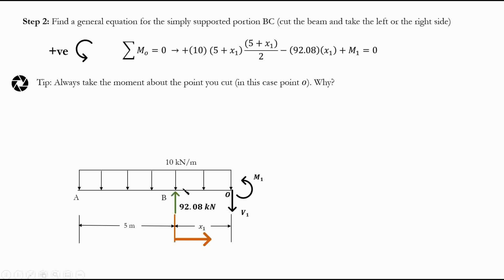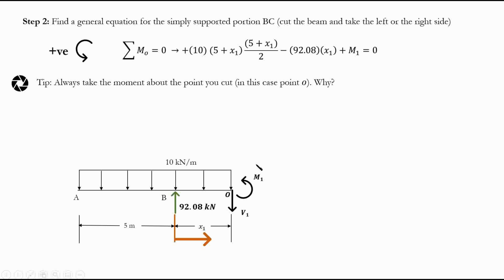Then we have this reaction force. You see, this is why we found the reaction force. In this case, I'm going to have 92.08 times x1, the moment about O in the clockwise direction. Because it's in the clockwise direction, I will have a negative here. And then the other remaining term is just M1, which is what I'm trying to find.